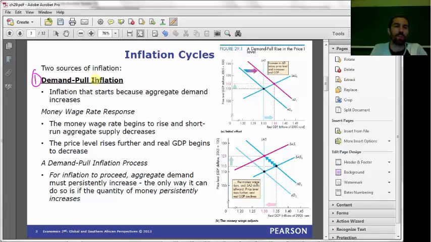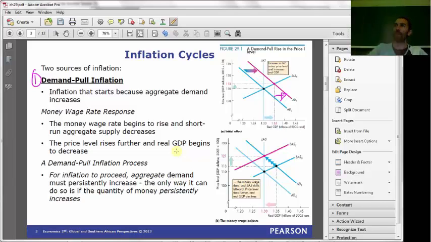So what is demand pull inflation and how does it happen? Well, demand pull inflation is inflation that starts because aggregate demand increases. So in our diagram here we have initially an increase in aggregate demand. Why might aggregate demand increase?